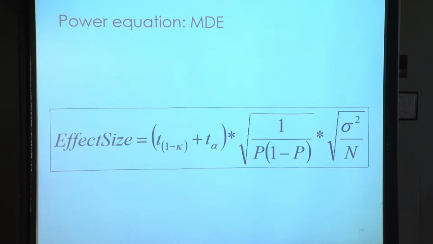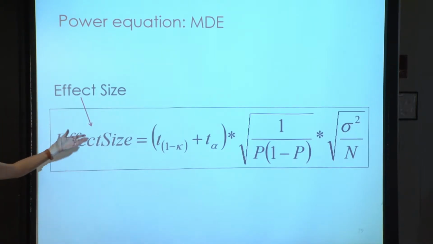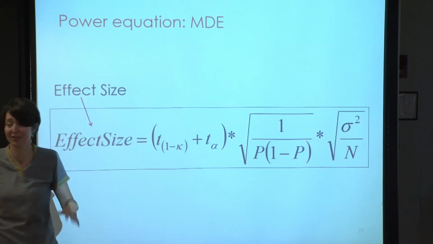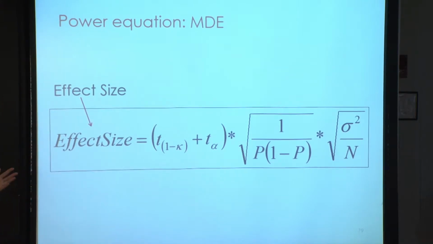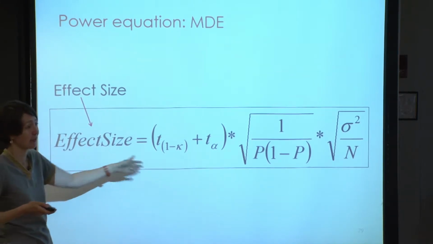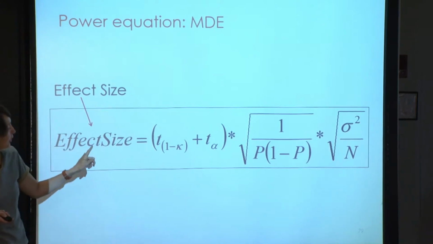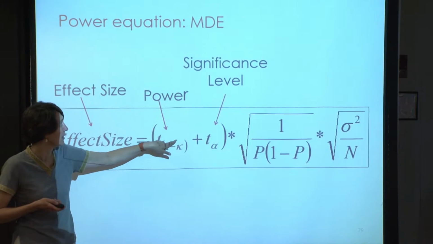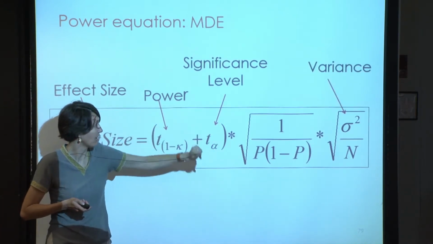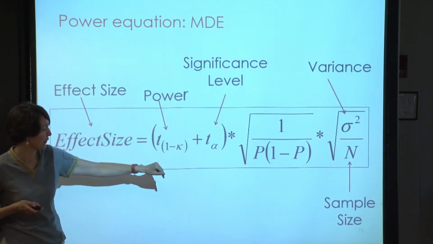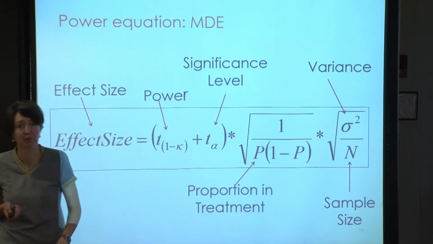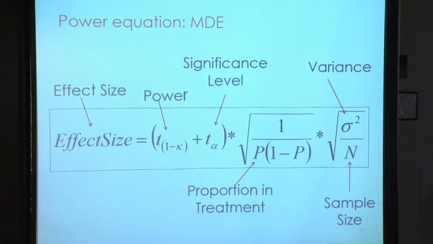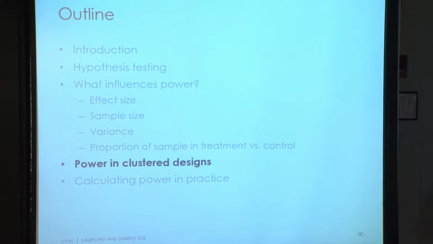So we've gone through all of the elements of the power equation. This is what the equation actually looks like. Of course, you just bung your estimates into a statistical package and it spits it out, so you don't actually ever have to solve this equation. But we've got the effect size, the hypothesized effect size, power, significance level, variance, sample size, and the proportion in treatment. So all the things we've talked about go into this equation.